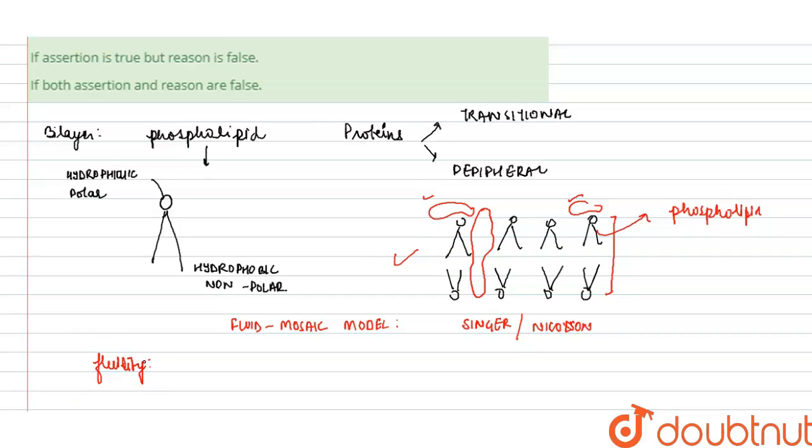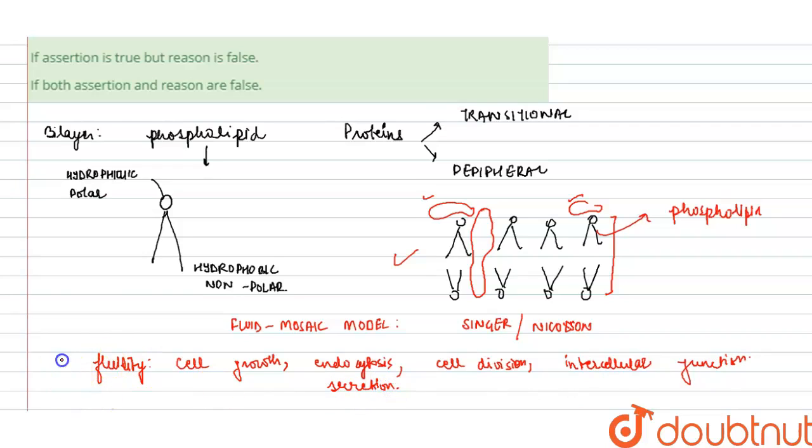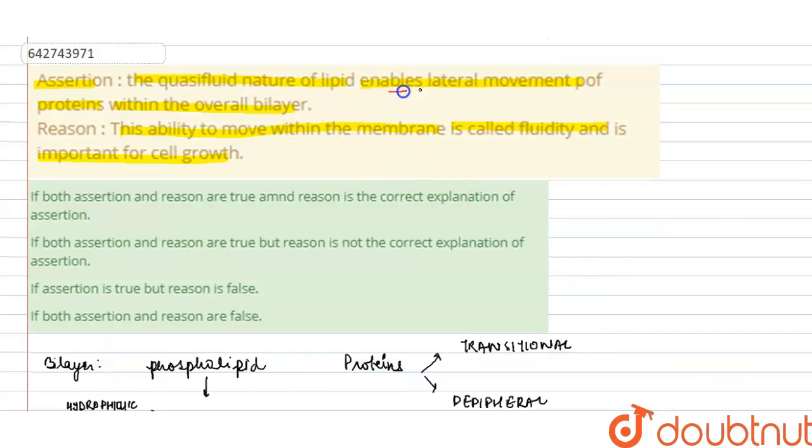The property of the fluidity of the cell membrane is important for the cell growth. All right, not just for the cell growth, but it also helps in endocytosis, that is movement of the molecule inside the cell, and in cell division, plus formation of the intercellular junctions. It may help in secretion, and there are many processes that this fluidity nature of the cell membrane helps.